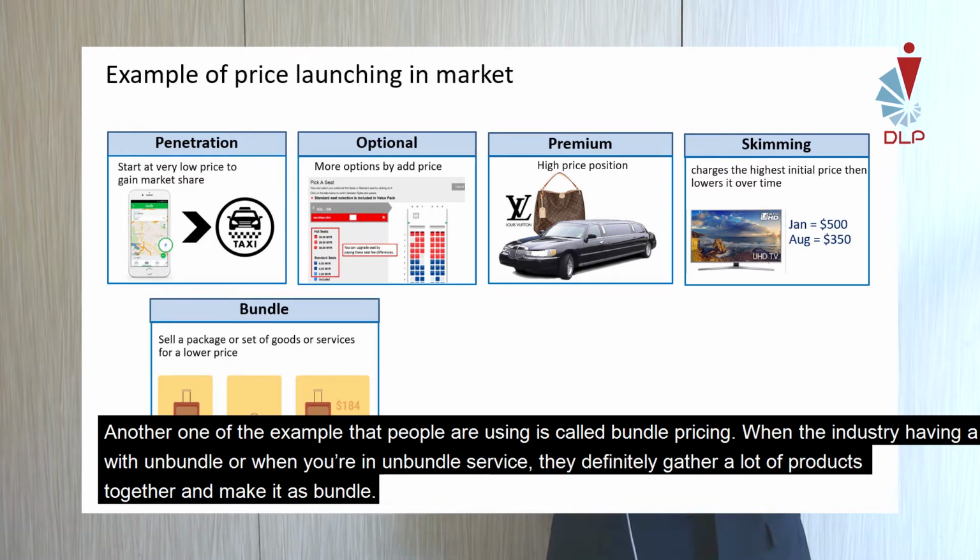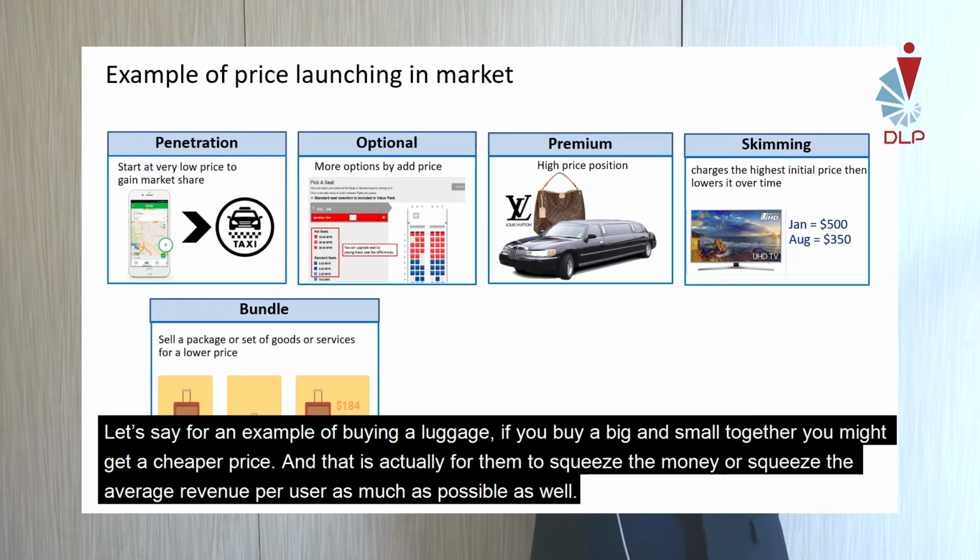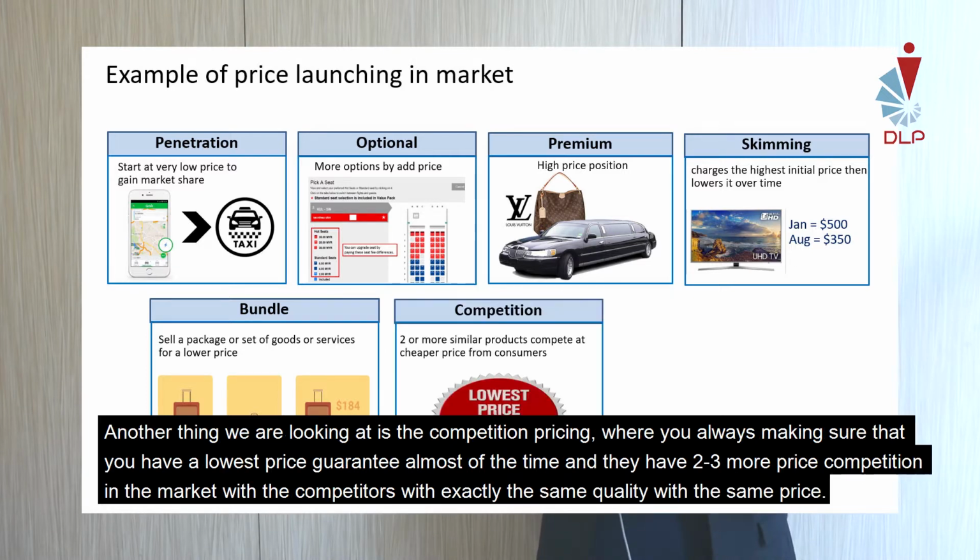Another example that people are using is called bundle pricing. When the industry has a lot of bundled services, a startup or innovation company comes up with an unbundled one, or when you are in an unbundled service, they gather a lot of products together and make it a bundle. Let's say for example when buying luggage, if you buy the big and small together, you might get a cheaper price, and that's actually the way for them to squeeze the average revenue per user as much as possible as well.